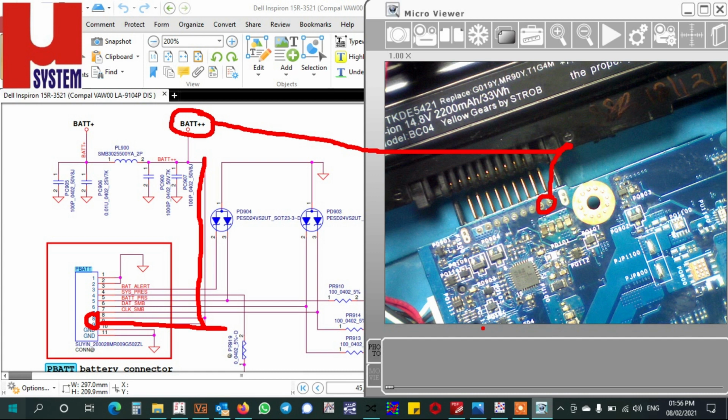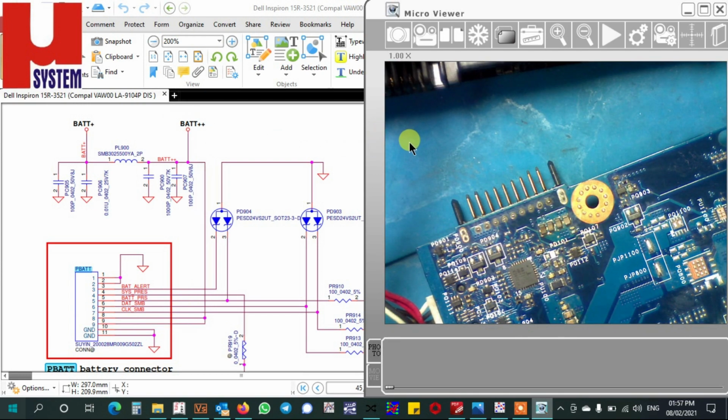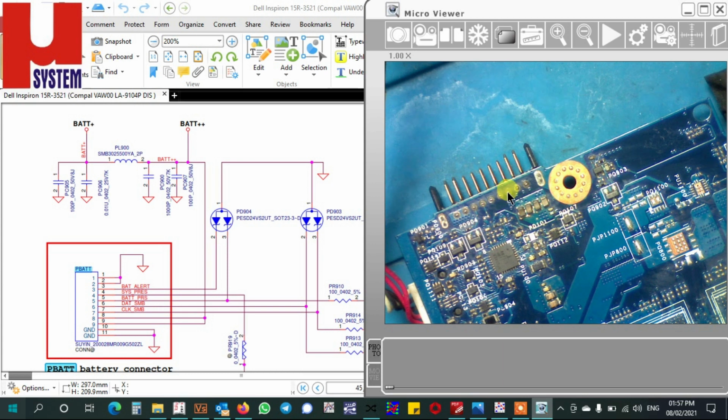And now we are going to check with the multimeter what's the situation between these two pins. First of all, if you are getting this type of problem, you should first check the connectivity between the positive and negative of the terminals only. You should release the battery and not keep it connected. Now we will check with the multimeter.